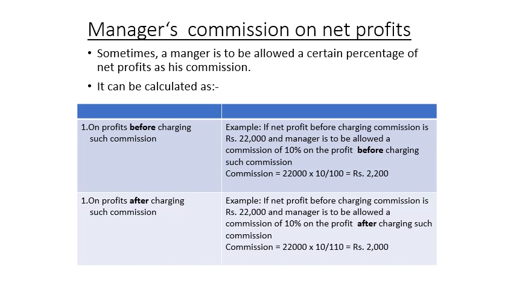But sometimes it creates problems for the student when the manager's commission rate is applied on the profit after charging the commission, and we don't have the result of the profit after charging such commission. Again, the example is there. If net profit before charging the commission is given, after charging is not given, and the rate is applied on the profit after charging such commission, it means in this 22,000 the commission is also included. So we have to calculate now the value of the 10% applied on the after charging commission.